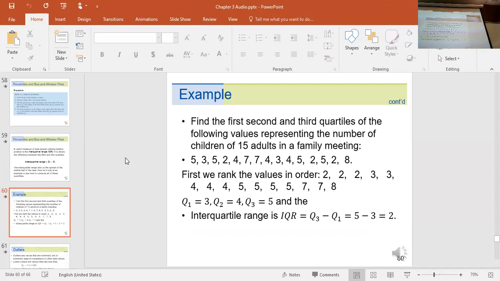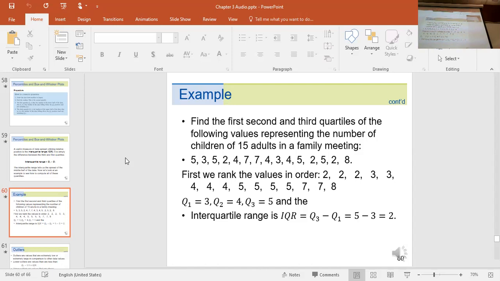to determine some type of values that are called outliers, generally very large values or very small values. So let's do this example. Find the first, second, and third quartiles of the following values representing the number of children of 15 adults in a family meeting. So we have the data values.